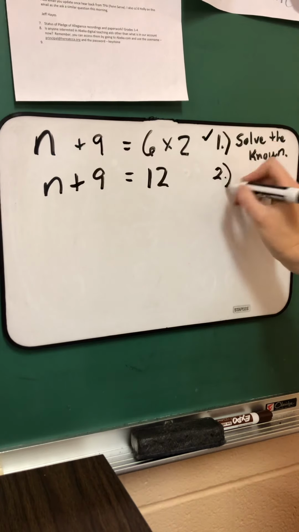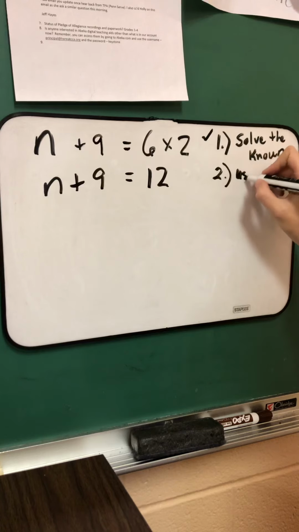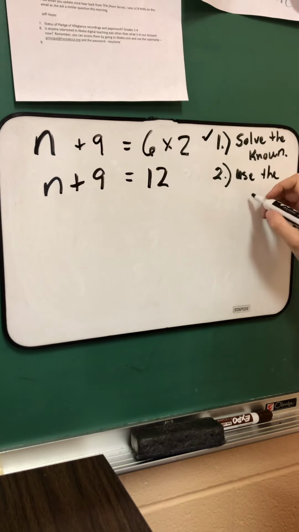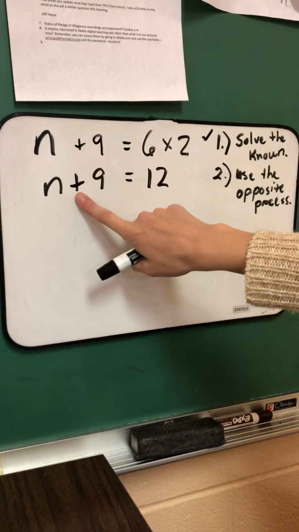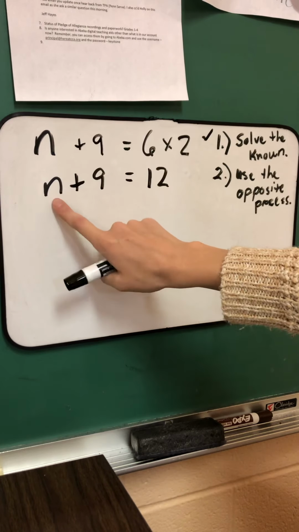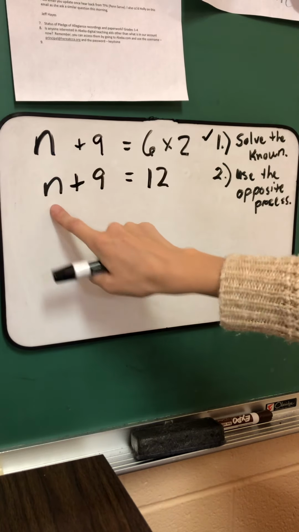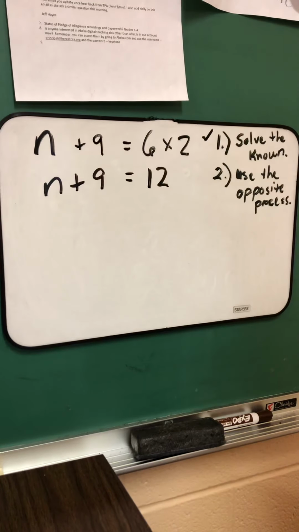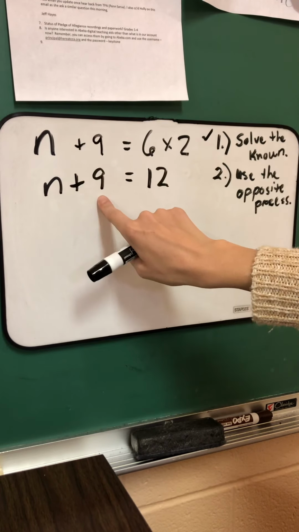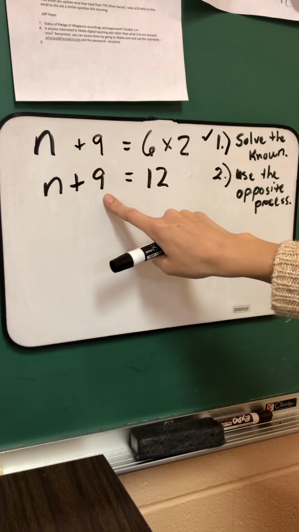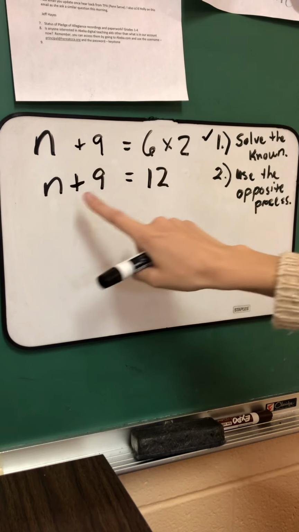Step 2 is use the opposite process. If we have adding 9, remember we're trying to get n by itself. We want to put n on one side of the equation by itself. So I'm trying to get rid of 9 on this side. If I'm adding 9, what could I do? What's the opposite of addition?